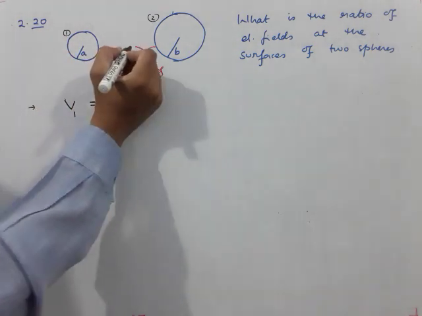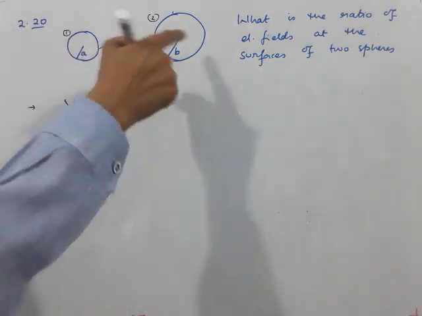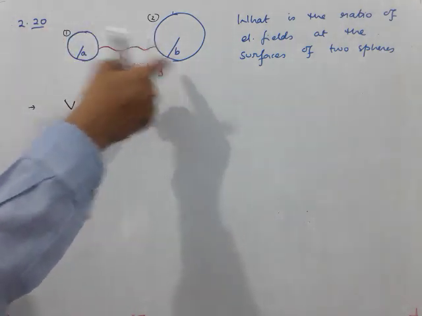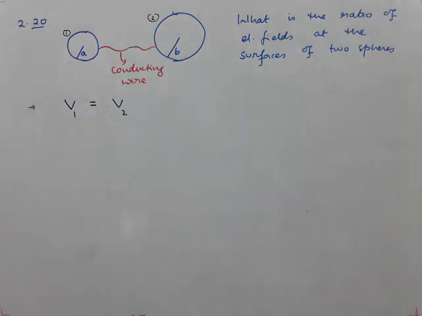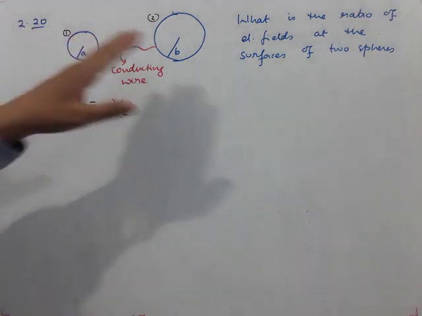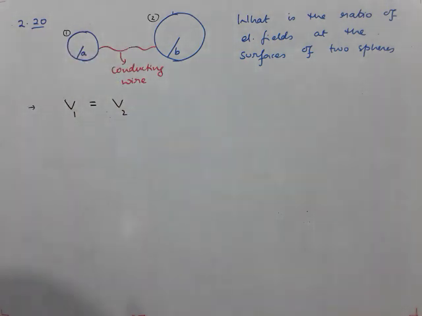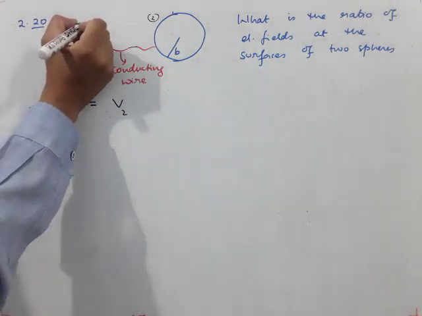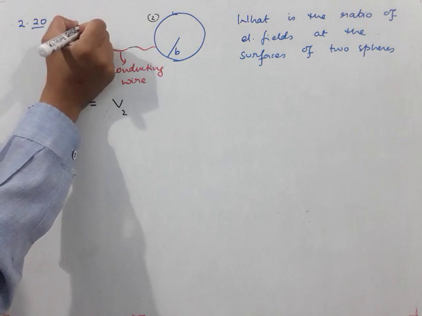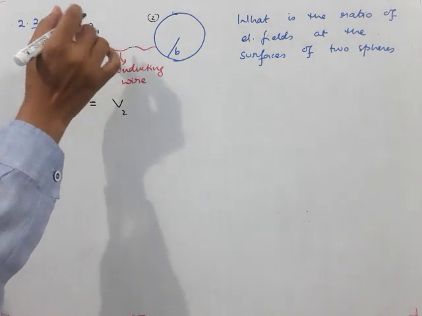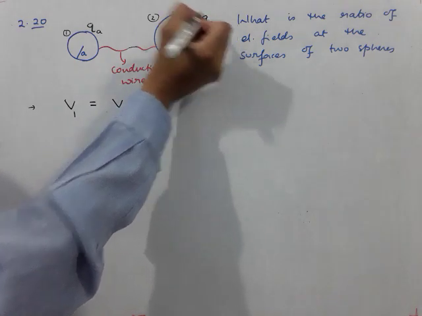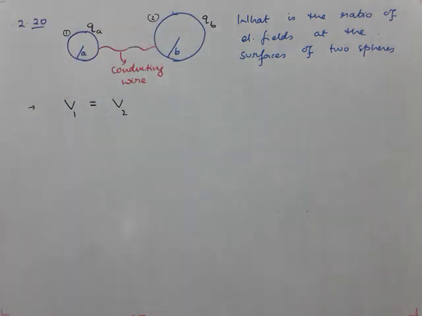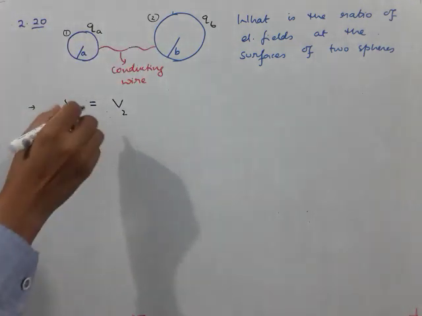But when they are connected, some charge might flow from here to here or here to here. The charge will flow from higher potential to lower potential. The positive charge will flow. So because of the flow of charge, there will be redistribution of charges. After it has settled down, suppose the charge on the first sphere is qa, and on the second sphere it is qb. Their radii are A and B. So the potentials of the two spheres become equal.